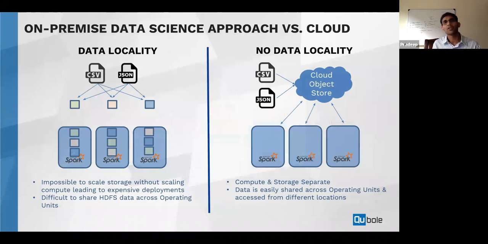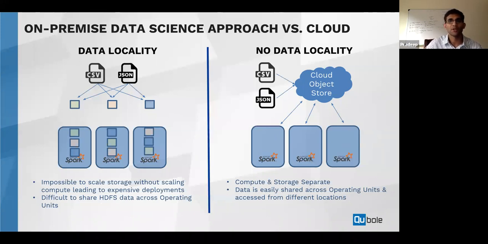So again, talking about the differences between doing big data in an on-prem world versus cloud, data locality is the biggest difference. So if you look at the on-prem kind of infrastructure, data and compute is co-located. The fundamental principle in the on-prem infrastructure is to bring compute to the storage. So it's really impossible to scale storage separately without scaling the compute. So if you want to scale any of that independently, it leads to an expensive kind of deployment. Another aspect to it is it's really difficult to share the data locked in HDFS across your operating units and across your functions.